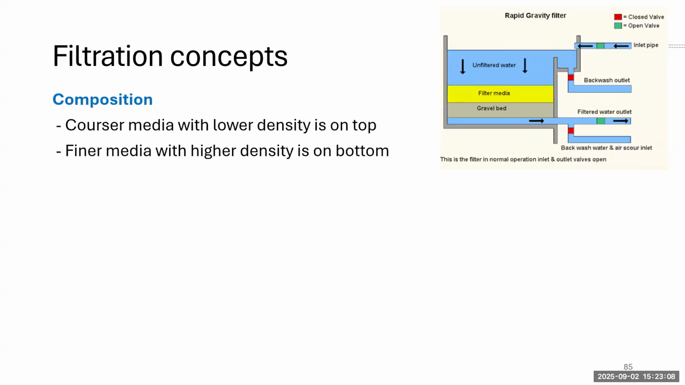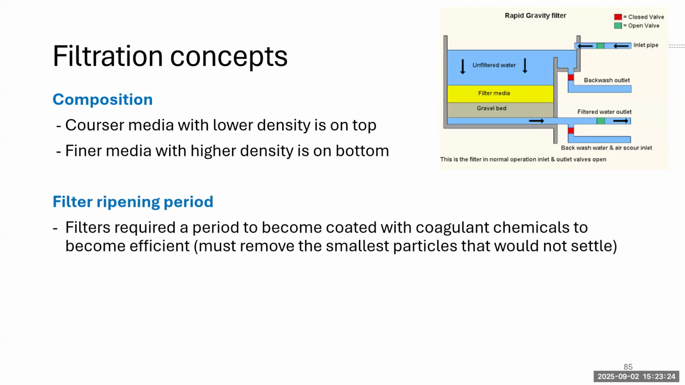But also when you backwash, all the media is disturbed. It's all expanded. And if it wasn't organized by the highest density on the bottom, it would get all mixed up. So the highest density falls back to the bottom and the lowest density falls back on the top.